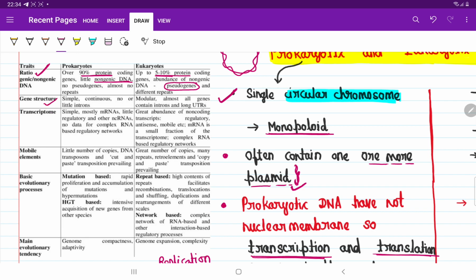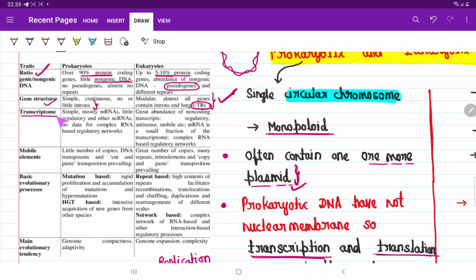Now if you see the gene structure, here the gene structure is simple, continuous, and they have very little intron. Here they are modular. Okay, and genes contain introns, and a lot of untranscribed regions are present. Untranscribed regions cannot participate in transcription.